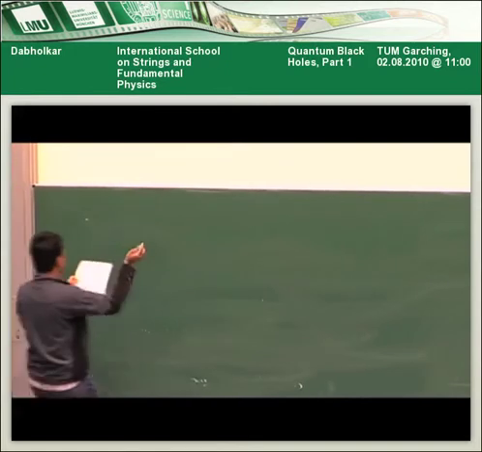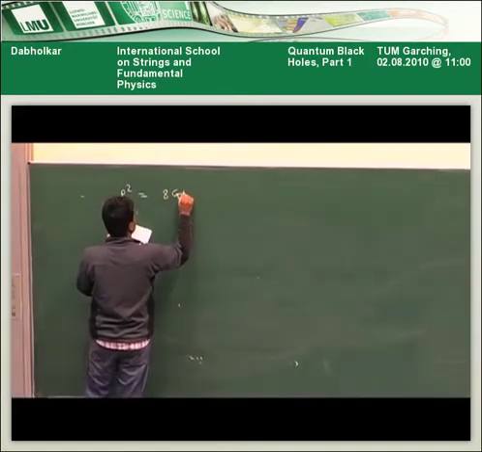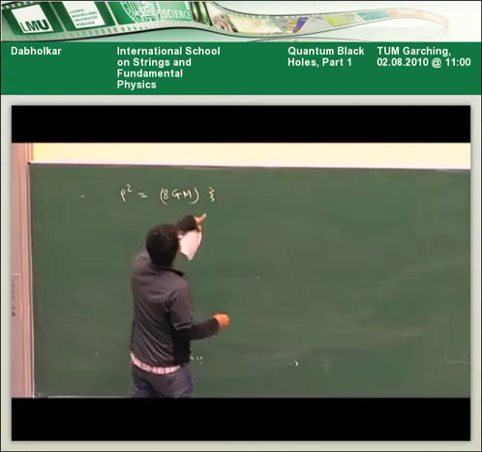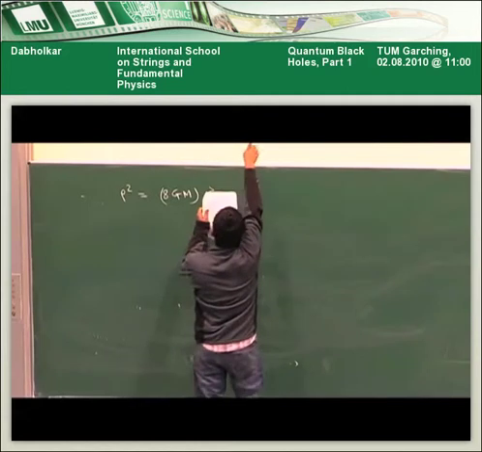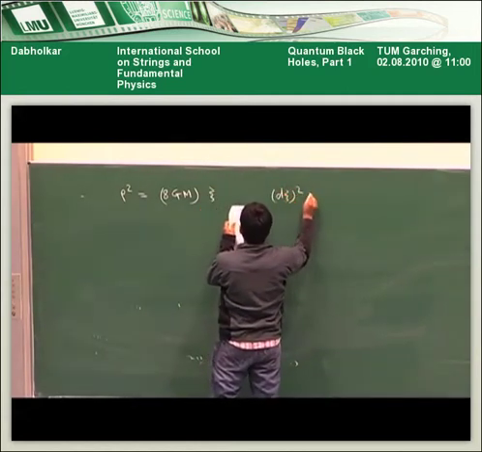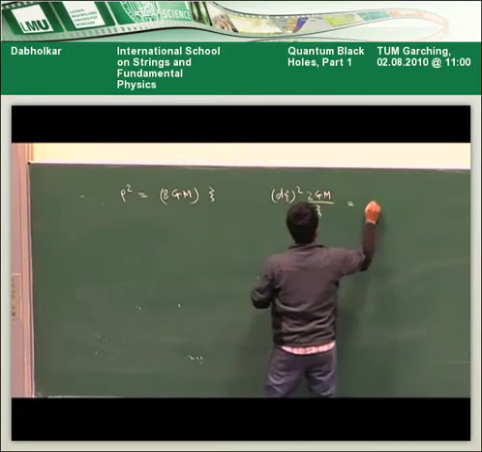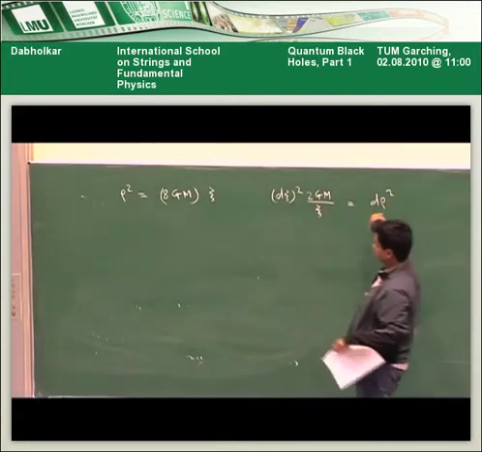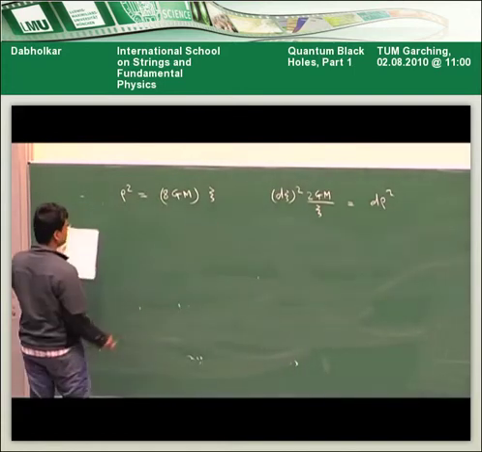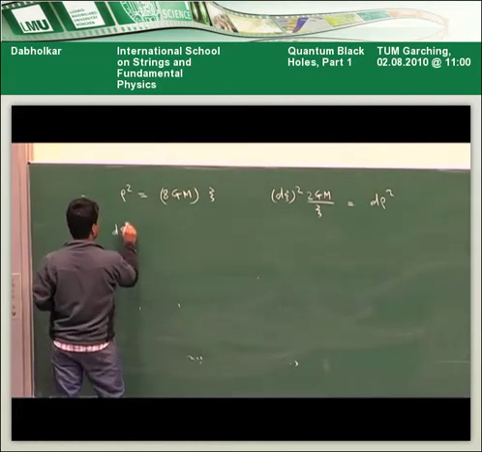So to display this, you just introduce new coordinates. Rho square is equal to 8GM psi, and basically you are defining it in such a way that the second term, d psi square times 2GM upon psi, becomes equal to d rho square. So you just solve this differential equation. I mean, just integrate this on both sides, taking the square root, and you get this. And then the metric looks like that.